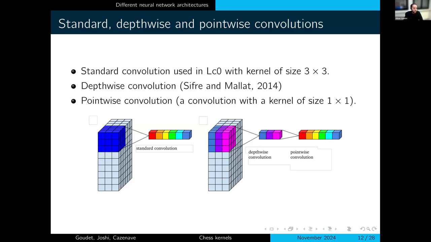A little to the right, we can see an example of a depthwise convolutional layer, again with 3 by 3 filters. But in this case, each channel is processed independently, and there are as many output channels as input channels. And finally, the pointwise convolution layer corresponds simply to a standard convolution, but with a kernel of size 1 by 1. You can see it on the right.